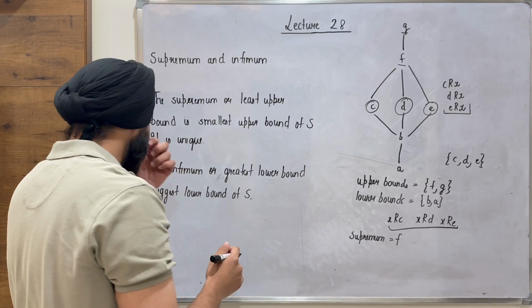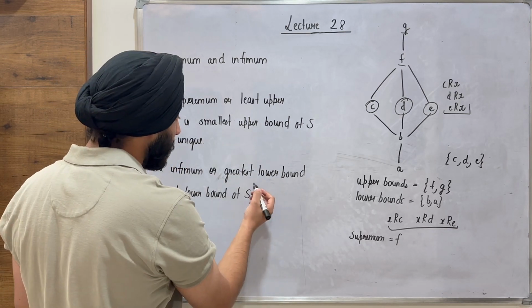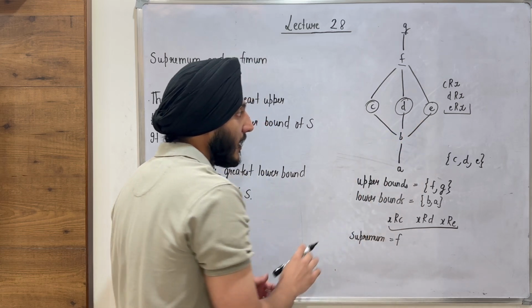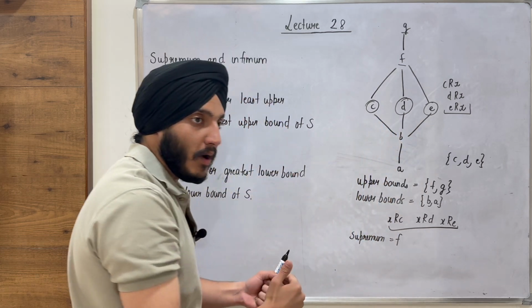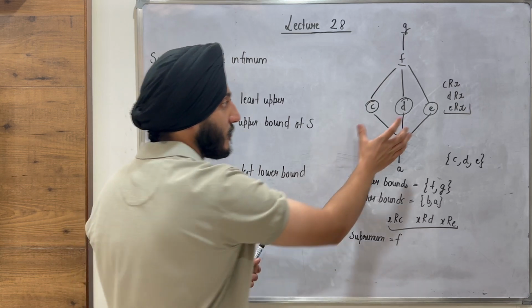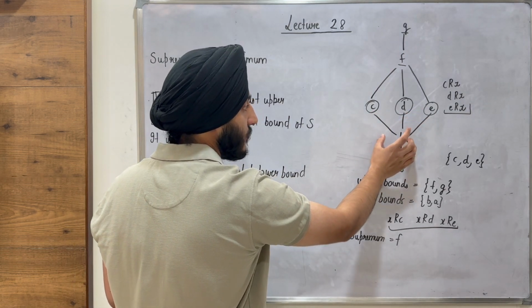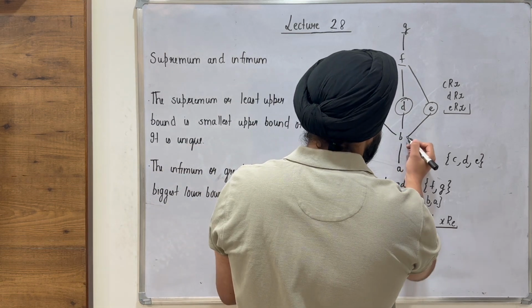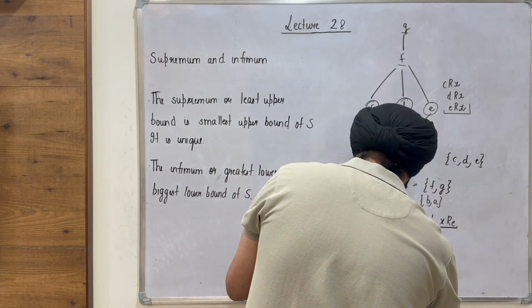And the infimum is basically going to be the greatest lower bound. What is the greatest lower bound in this case? It's just one step below it, right? It's just one step below all these set of elements. So in this case, the infimum is going to be B over here.